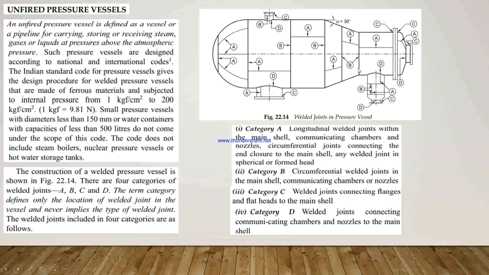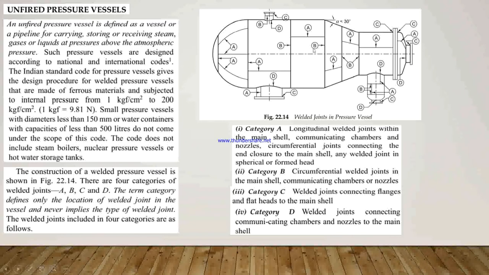Next is category B. We see here that category B is for circumferential welded joints in the main shell and communicating chambers or nozzles. Category C is for welded joints connecting flanges and flat heads to the main shell. Here we see category C. And category D is for welded joints connecting communicating chambers and nozzles to the main shell. Here we see category D.